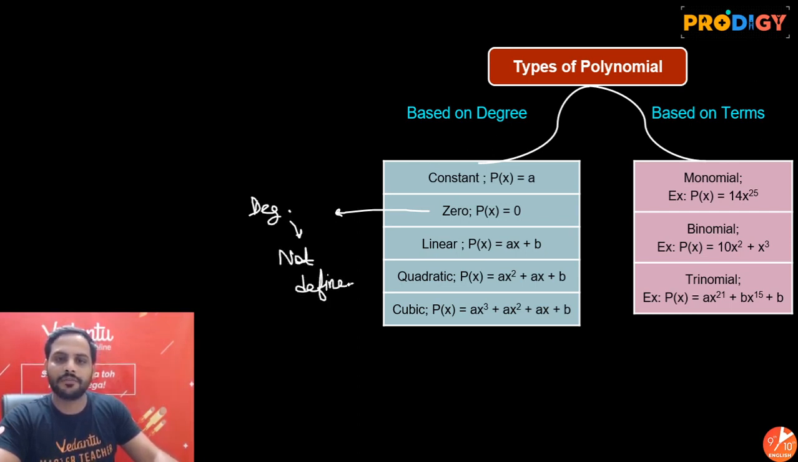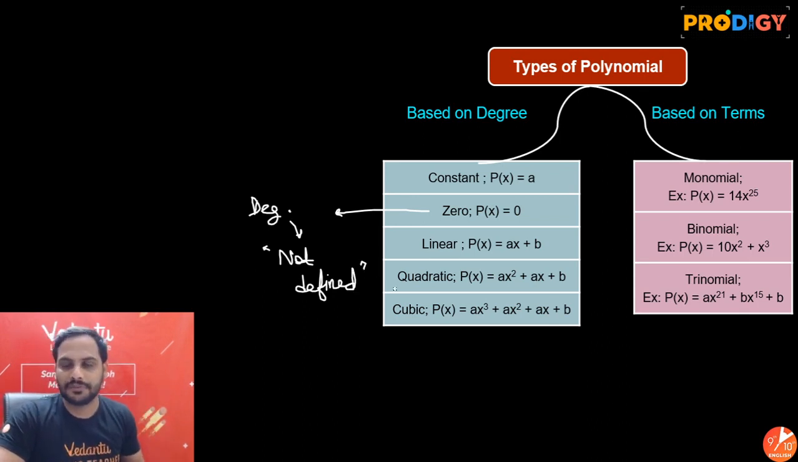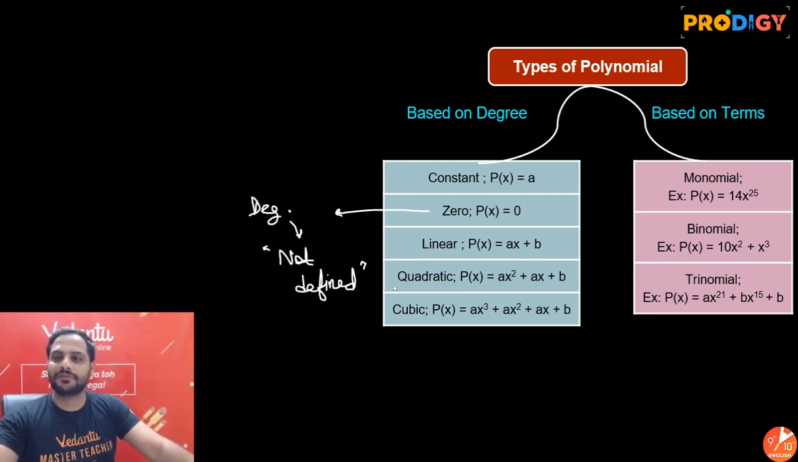Degree of zero polynomial is not defined. Then comes linear polynomial. So linear polynomial will be degree 1, quadratic is degree 2, cubic is degree 3. Then based on the number of terms, if there is only one term, irrespective of the power, I'm not looking at the power, if there is only one term, monomial, two terms, binomial, three terms, trinomial.